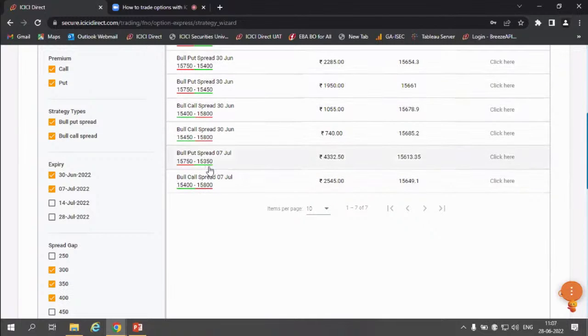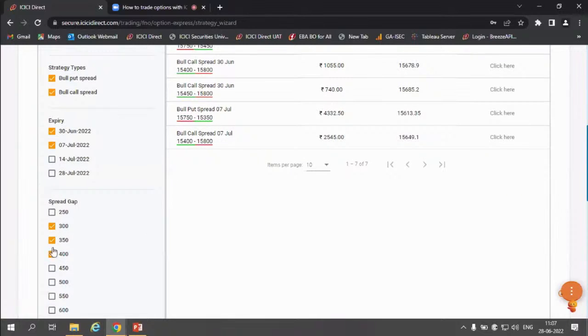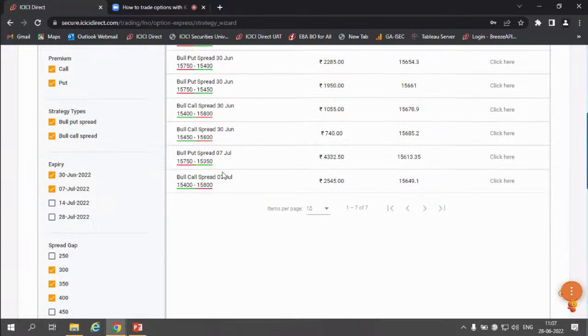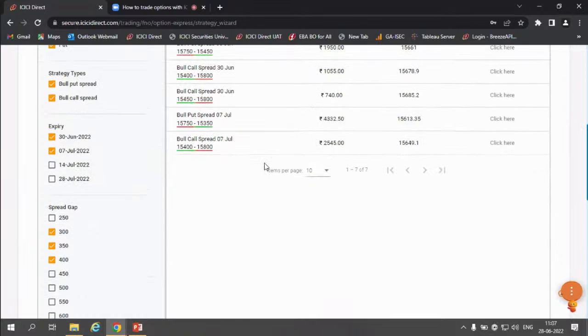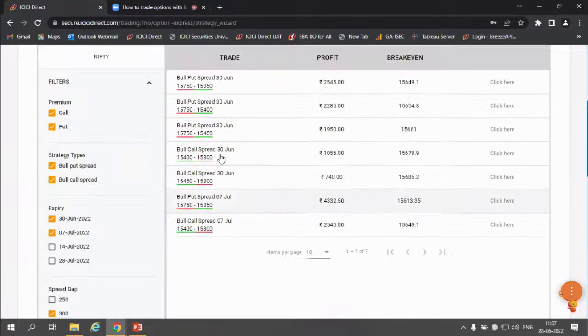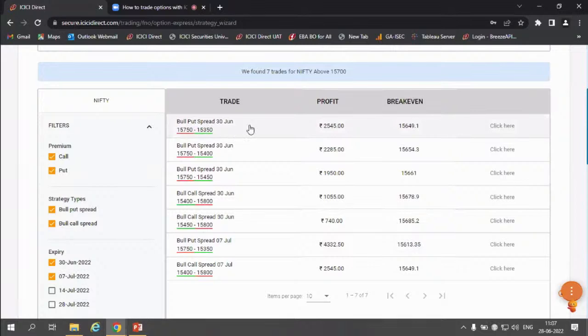So you'll be able to select all the strikes depending upon the spread gap that you want, because there are plenty of options traders out there who would like to trade in a certain gap of the strikes. So let's go with the 300 spread gap. The first one was the 300 spread gap, which is a bull put spread.